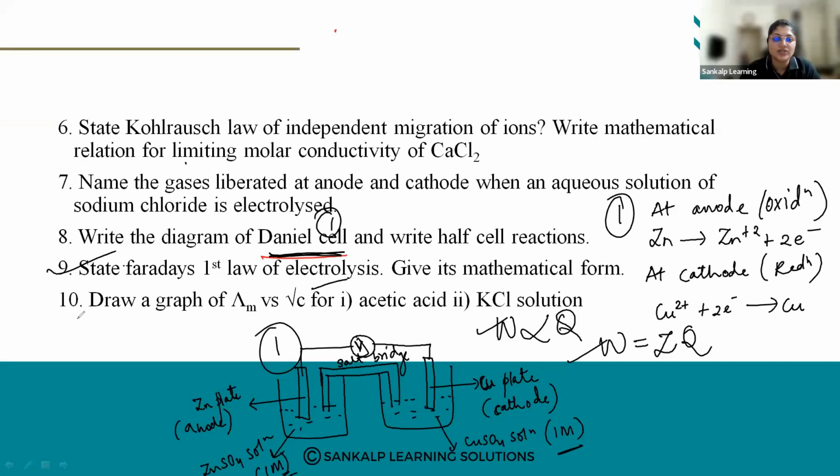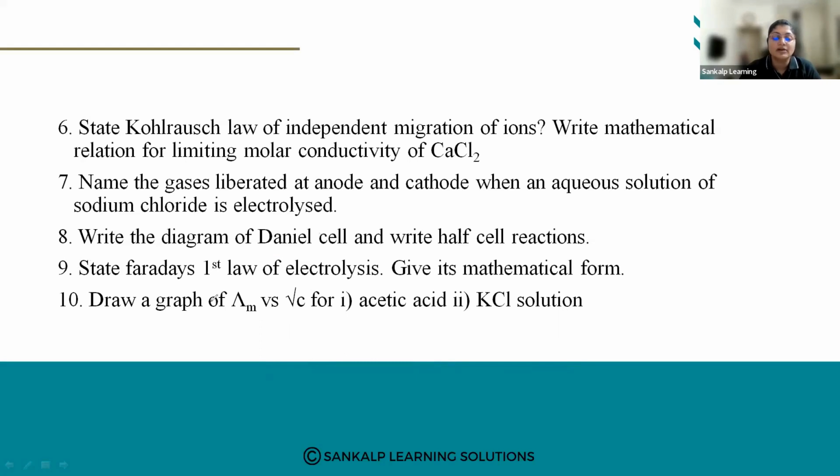The last question: draw a graph of lambda m versus square root of c for acetic acid and KCl solution. Acetic acid is a weak electrolyte, and KCl is a strong electrolyte. Good, Srushti has also answered it right. Good.